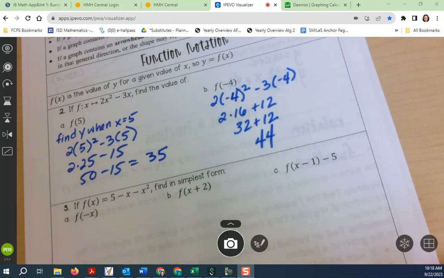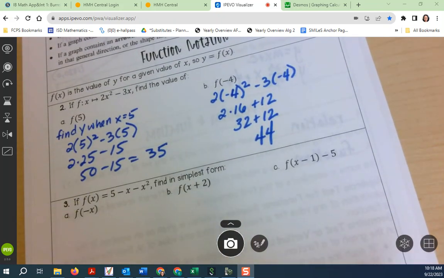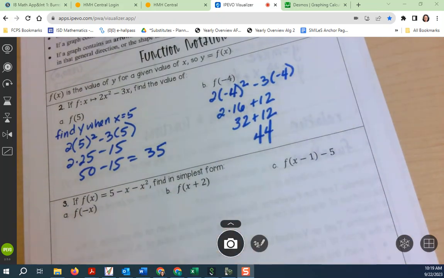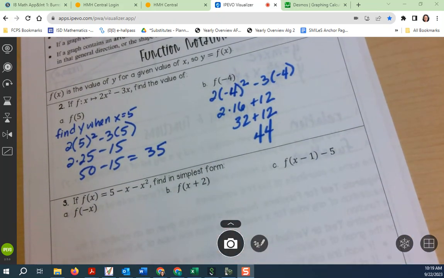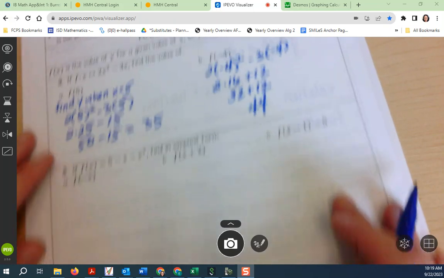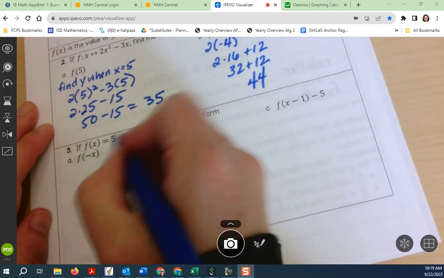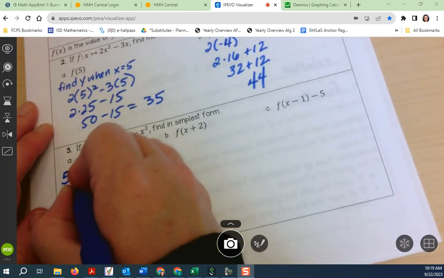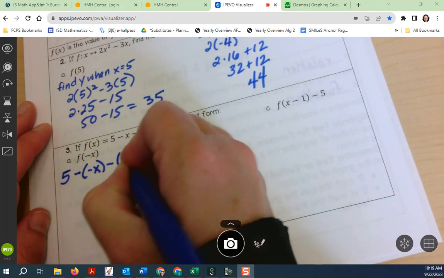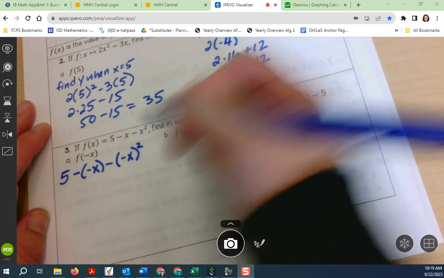All right, sometimes we substitute not in a number but an expression, and it looks tricky. It's the same exact idea. I mean, you just have to wrap your mind around the fact that you are putting in an expression instead of a number. So I'm going to substitute negative x for all the x's. I have 5 minus negative x minus negative x squared.